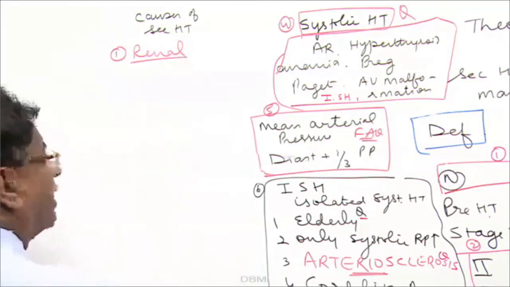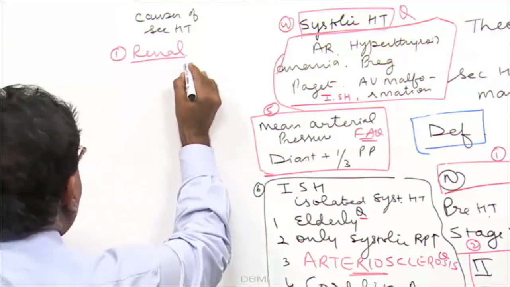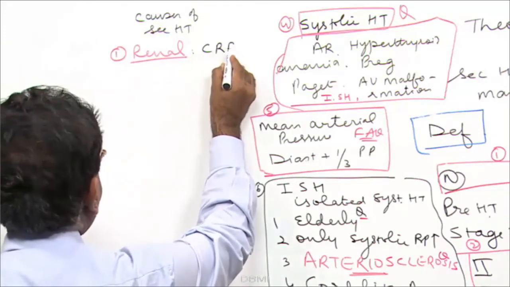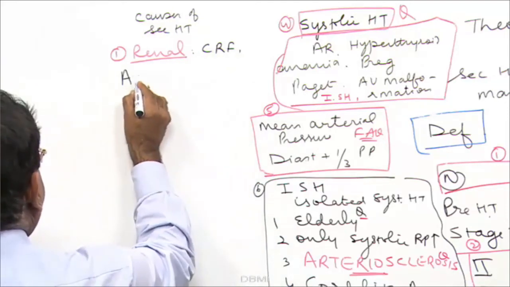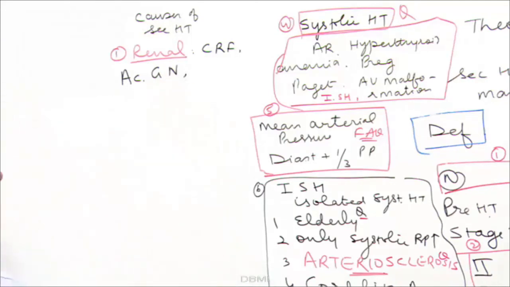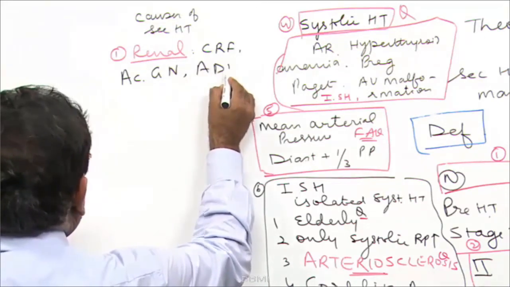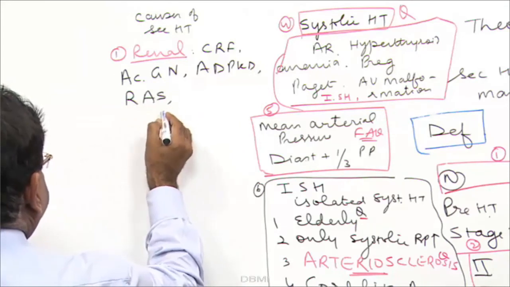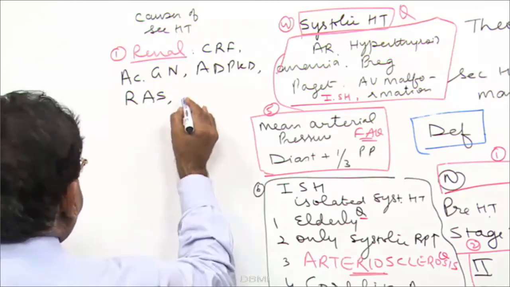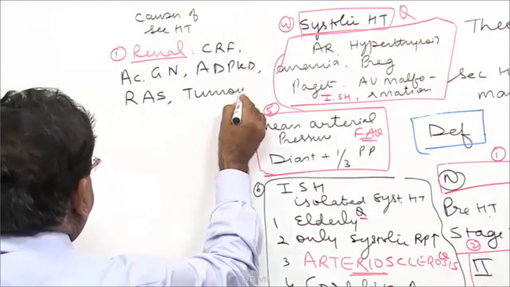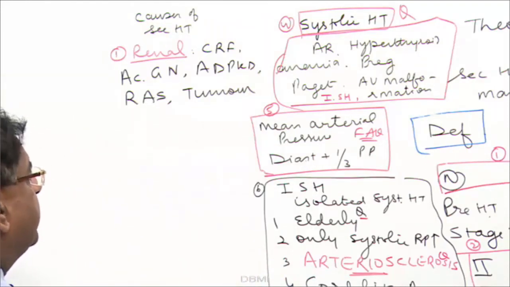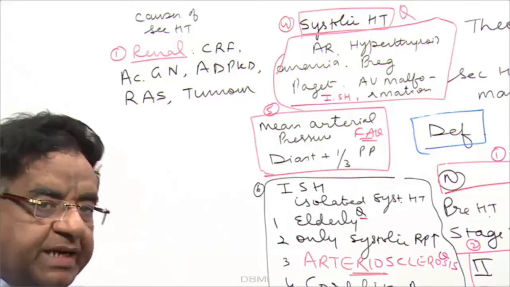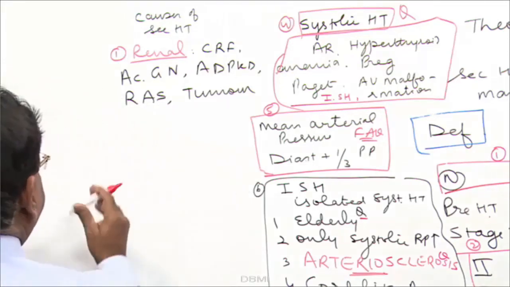Renal. This is the most important secondary cause. The renal causes are chronic renal failure, acute glomerulonephritis, we talked last time, autosomal dominant polycystic kidney disease, renal artery stenosis, and renin secreting tumors of kidney. Renin secreting tumors of kidney are some of the renal causes of secondary hypertension. Then we move on to endocrine causes.